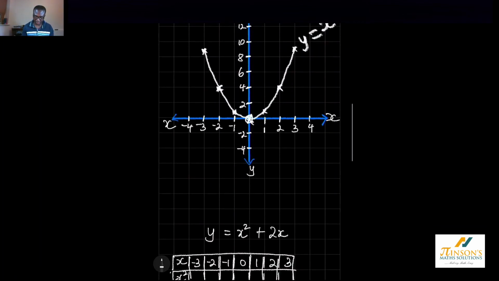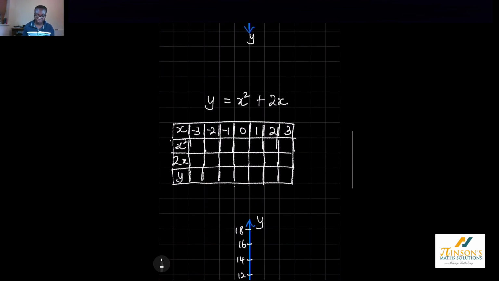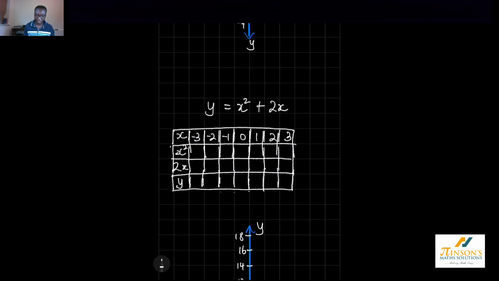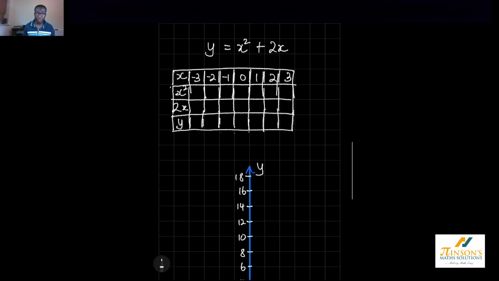So for this example, we've got y equals x squared plus 2x. I've tried my best to split it into two sections. So I've got x squared column, and I've got 2x column, then the y column, because that's my basic aim. Again, I've got my graph here. You can pause the video and see if you can complete the table and have a go at drawing the graph before we do it.